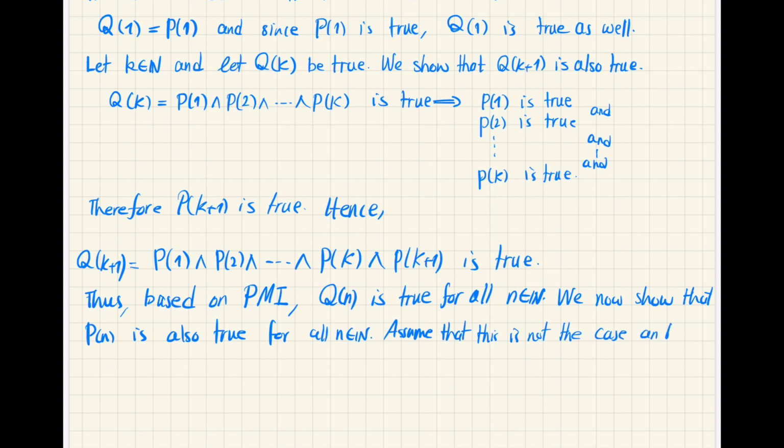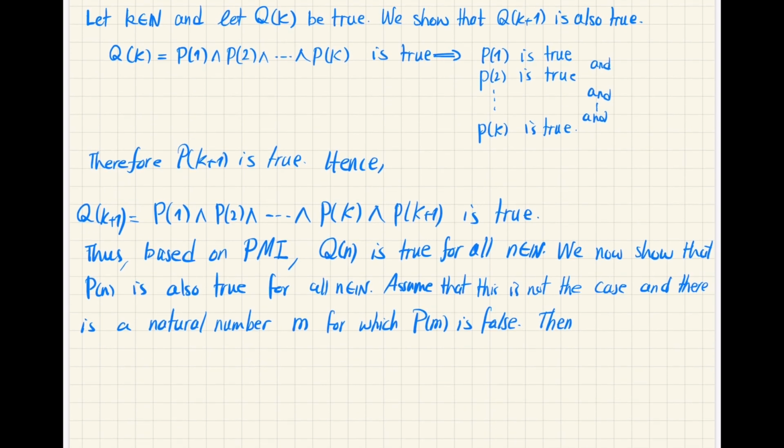And there is a natural number M for which P of that M is false. Then, what is Q of M now? Q of M is equal to P of 1 conjunction with P of 2 conjunction with up to P of M.